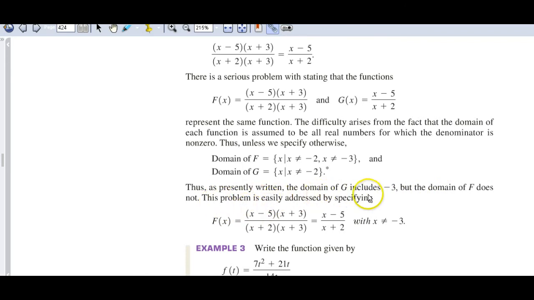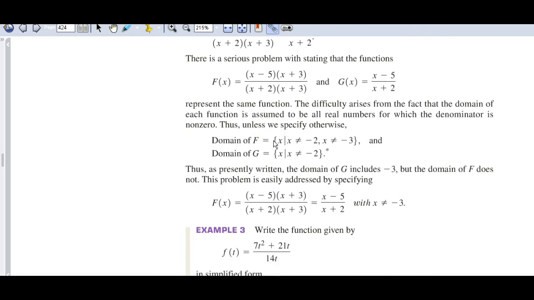This problem is easily addressed, and again, this is critical, by specifying that you have done the simplification, and then you are saying that x cannot equal a negative 3, because we know that this one, x cannot equal a negative 2. Again, when I give you a test, I'm not going to be so picky and trying to trick you when you're doing something like this. It's just something to be aware of.